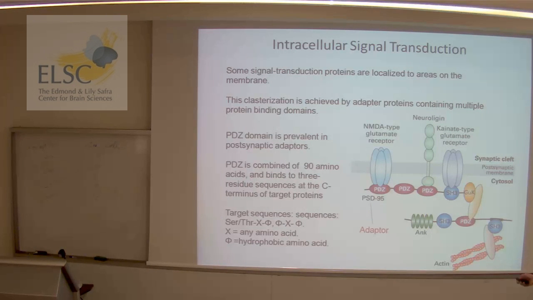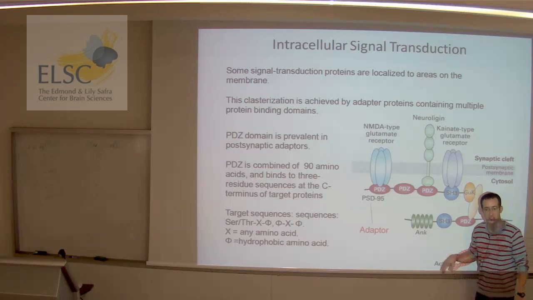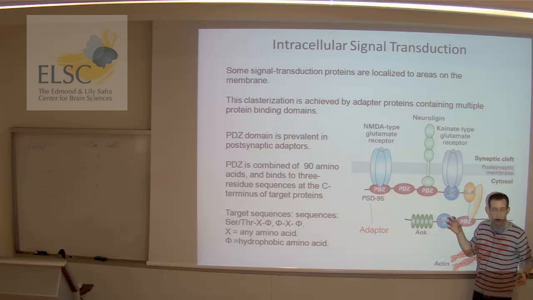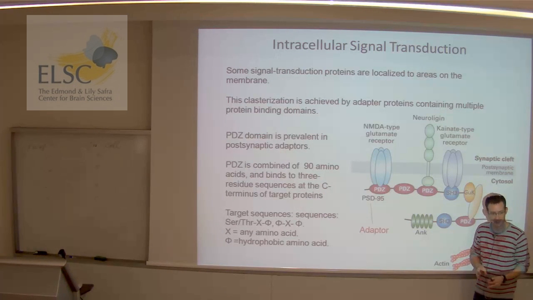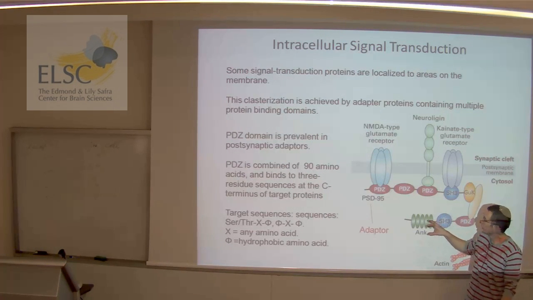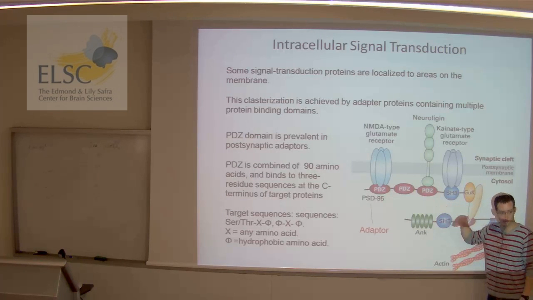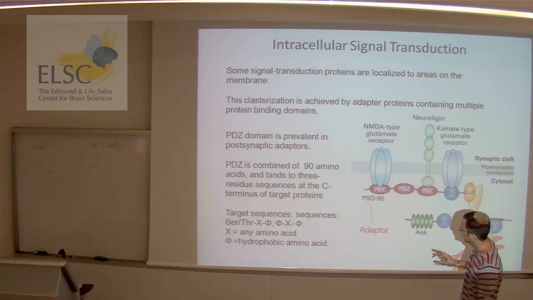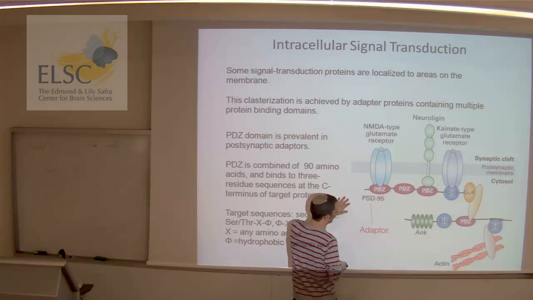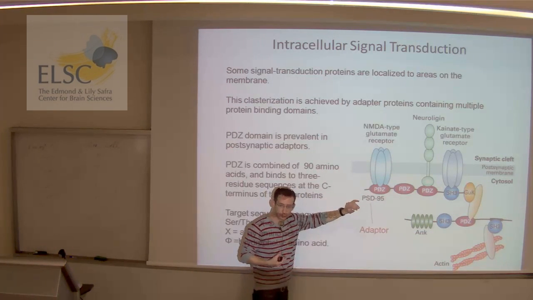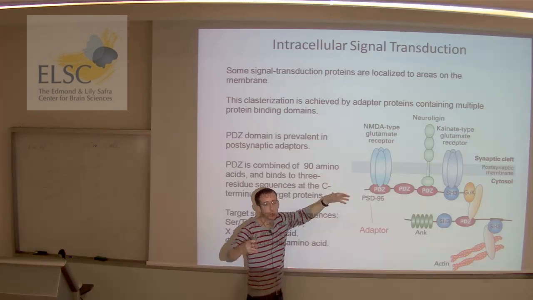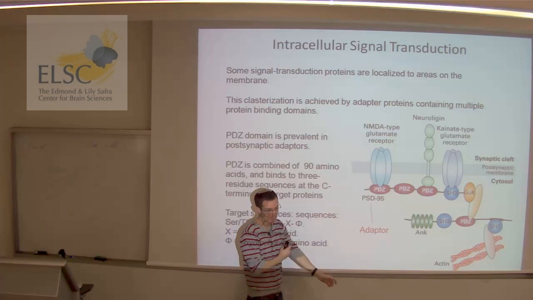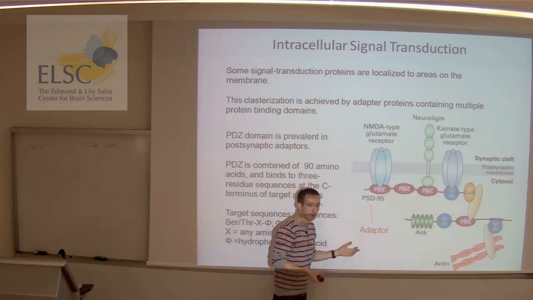Okay, some components of the signal transduction machinery are clustered spatially at the same site. This picture is a very typical one for the postsynaptic site in synapses. In the postsynaptic site, you will usually find an adaptor protein. An adaptor protein is a protein that links between two additional proteins, and sometimes even more than two. So it's an adaptor.